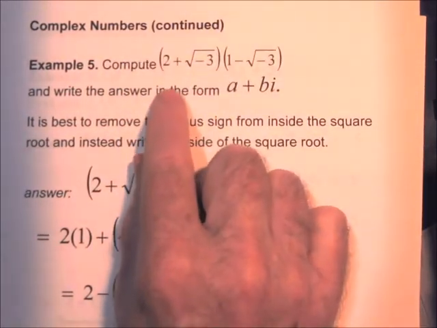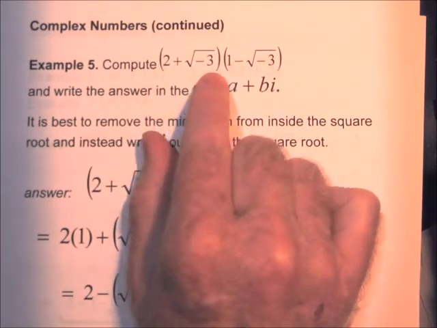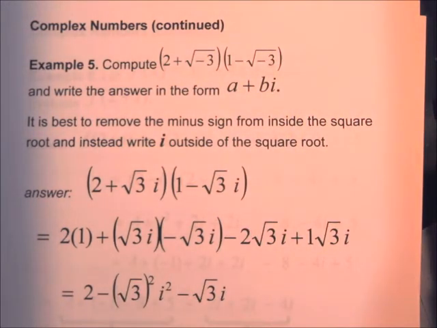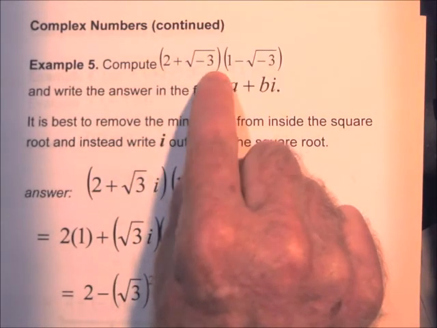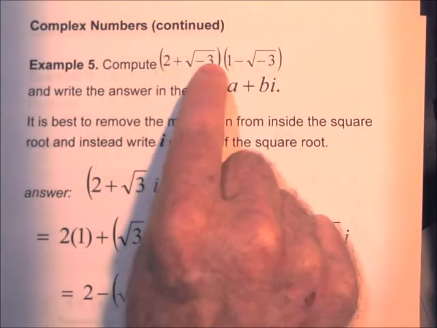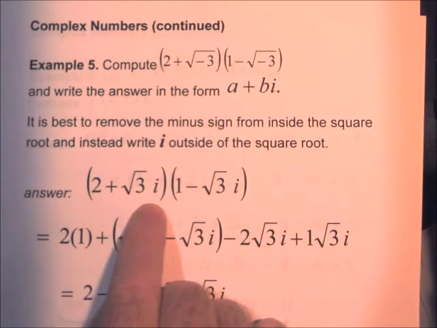Okay, so another example: 2 plus square root of negative 3 times the quantity 1 minus square root of negative 3. Now you have to be a little bit careful multiplying square roots of negative numbers, because if there's more than one minus sign, then the rule about the square root of a product equaling the product of the square roots does not always work. So it's best to get the minus sign outside the square root, and instead of square root of negative 3, write that as square root of 3 times i.